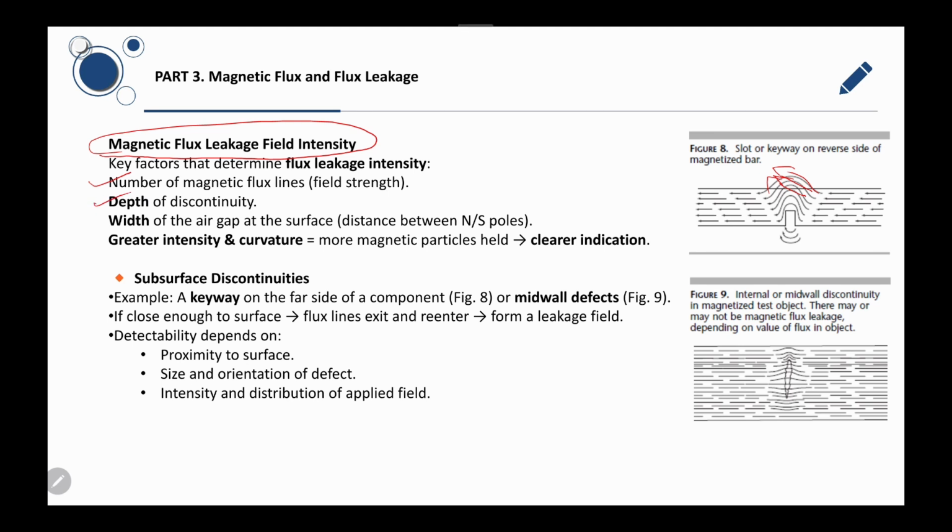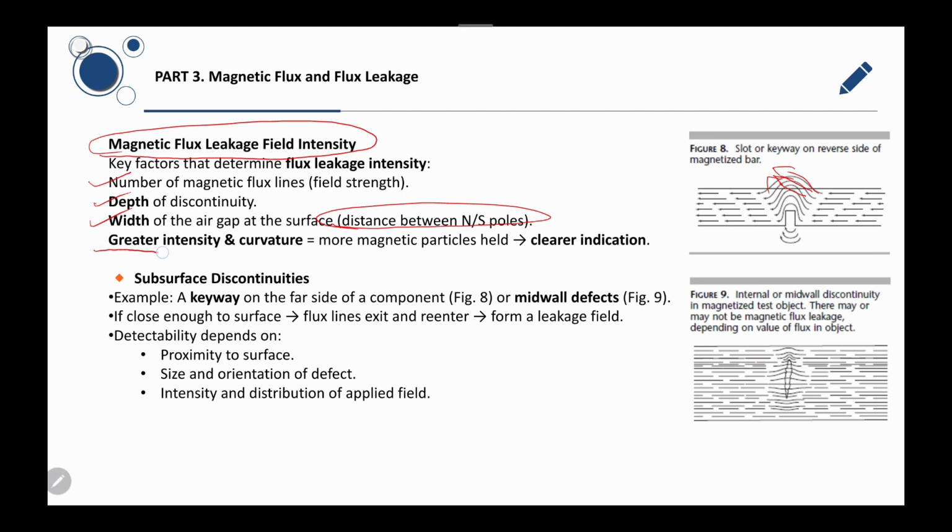Depth of discontinuity. Deeper flaws generally produce a weaker surface leakage field. The next one is the width of the air gap at the surface. This is the distance between the north and south poles. A wider gap at the surface, like from a wide crack, might produce a more spread out field, while a tight crack creates a very concentrated, sharp field.